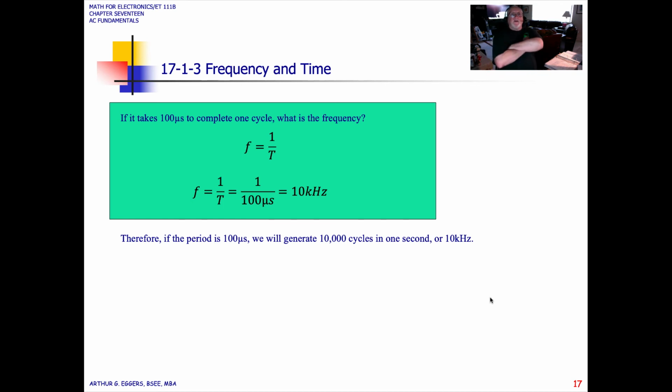If it takes 100 microseconds to complete one cycle, then what's the frequency? So now we're going to use the opposite expression. Frequency is equal to 1 over time. Frequency then, in this case, 1 over 100 microseconds is 10,000 cycles per second, or 10,000 hertz.